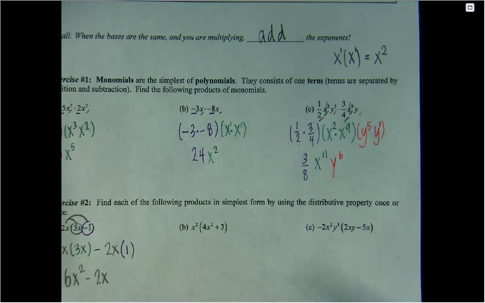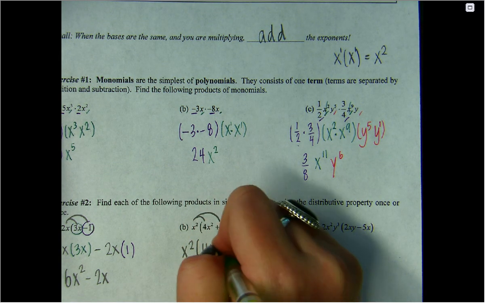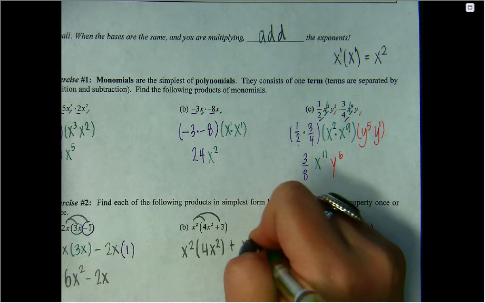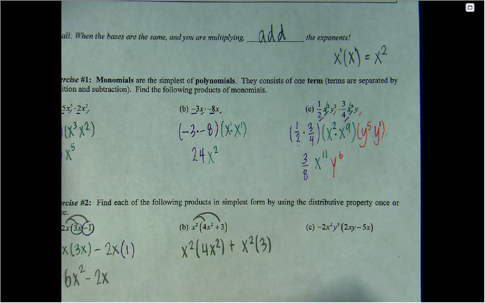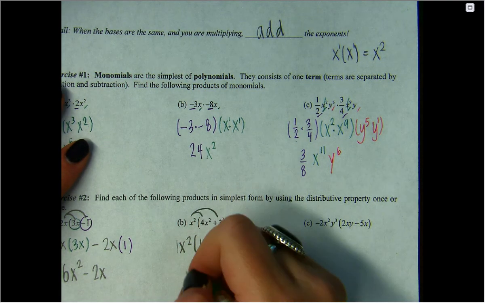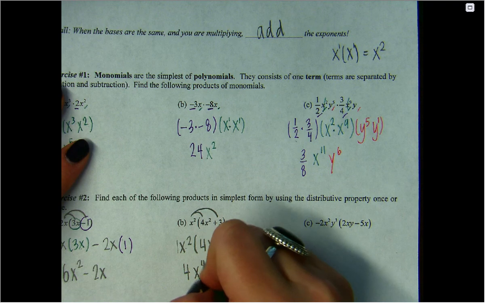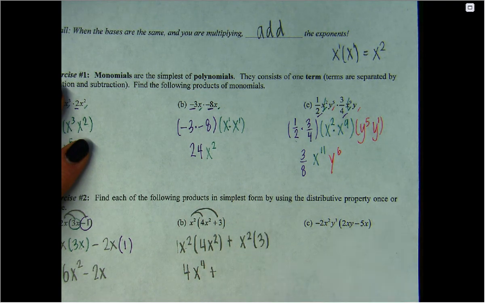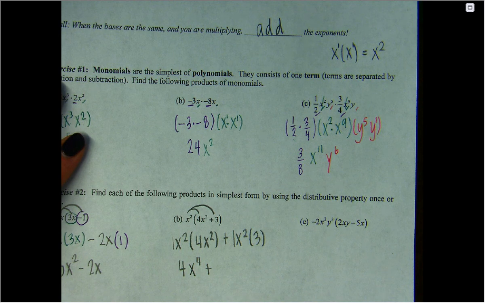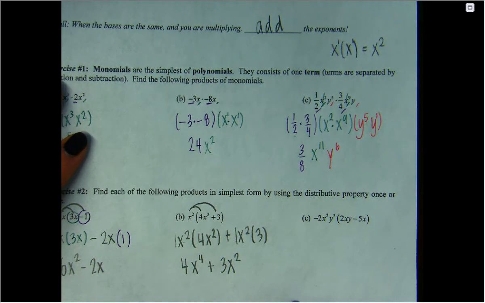Okay, second one. I'm going to get x squared times 4x squared plus x squared times 3. Remember this has a 1 in front of it, so 4 times 1 is just 4. x squared times x squared, well, I'm multiplying these, so I'm adding their exponents, so x to the 4th. Plus is my operation, and there's still a 1 hanging out in front here, so 3 times 1 is 3, and the x squared comes along for the ride.